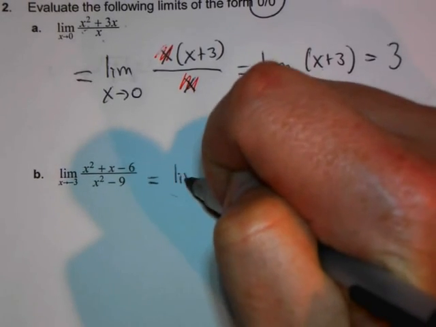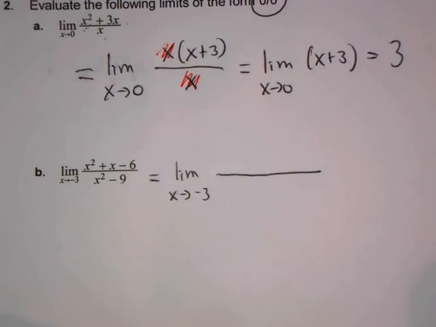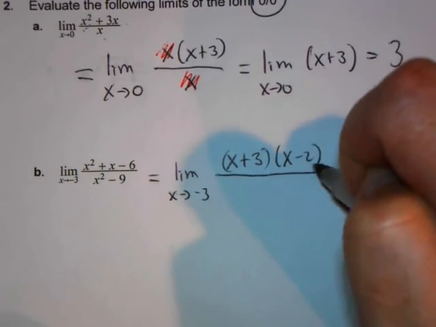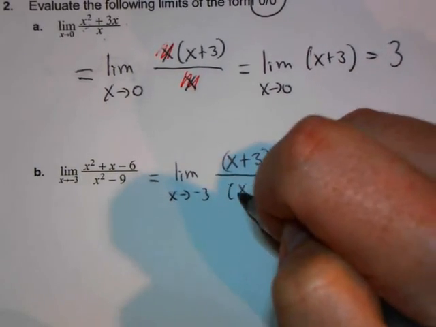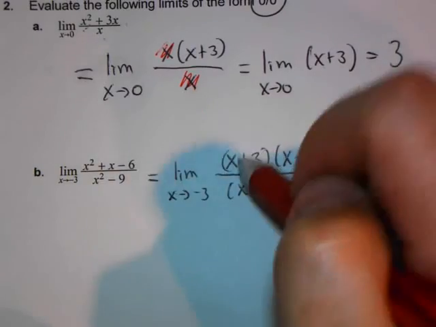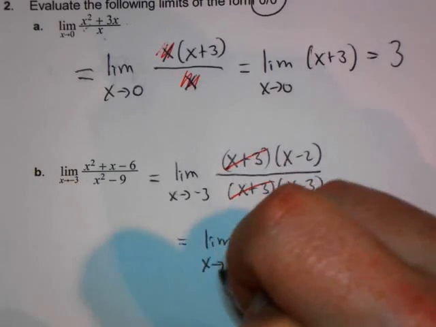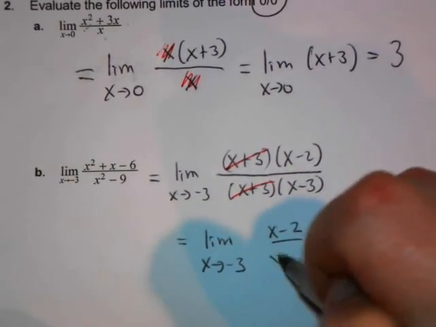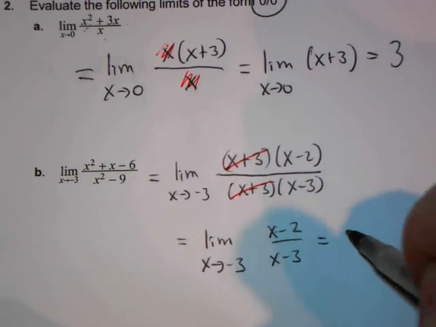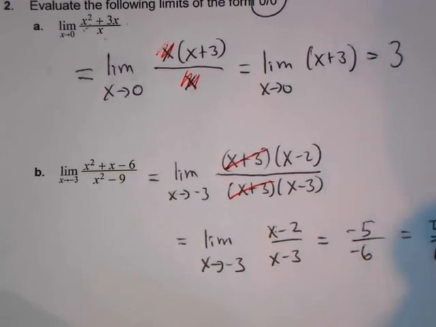So this is the limit as x goes to -3. I factor the top. The top can factor as x plus 3, x minus 2, and I can factor the bottom. That's x plus 3, x minus 3. I now notice a good thing happens. My fraction reduces. This becomes a limit as x goes to -3 of x minus 2 over x minus 3. I can now plug in the number -3. -3 minus 2 is -5. -3 minus 3 is -6. So my final answer is 5/6.